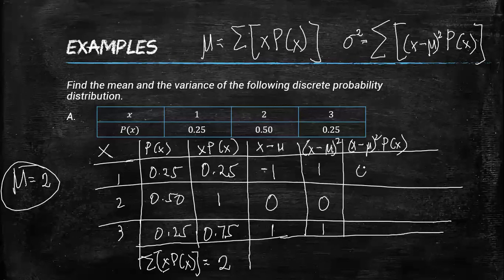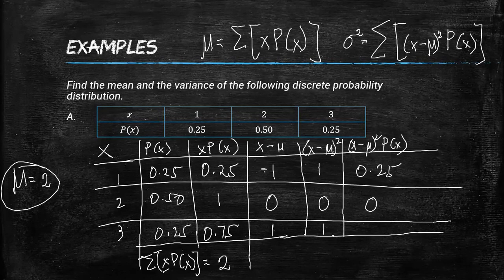0.25. Okay, 0.25, kasi any number multiplied to 1 is itself, right? 0 times 0.50 is 0, kasi any number multiplied to 0 is 0 din. And ito, same din, 0.25.